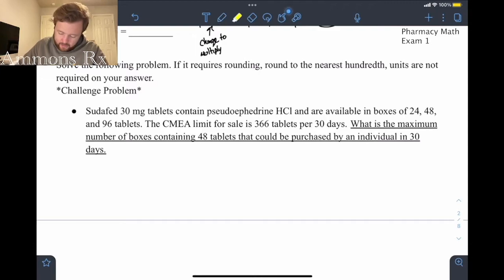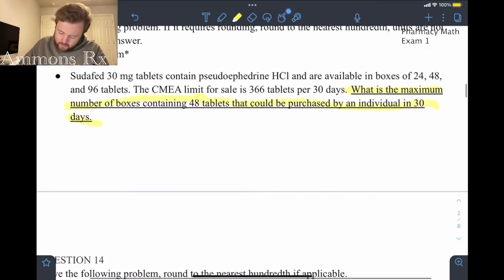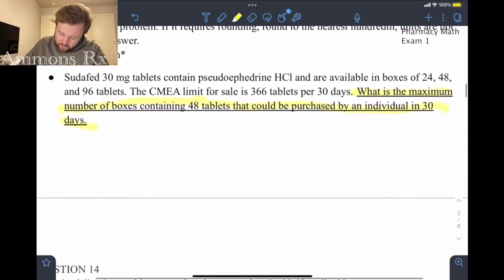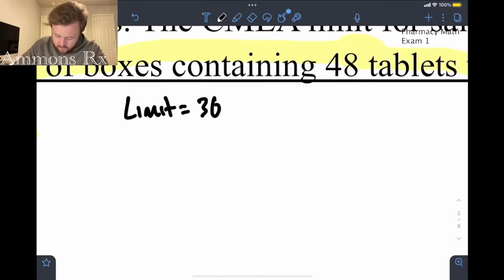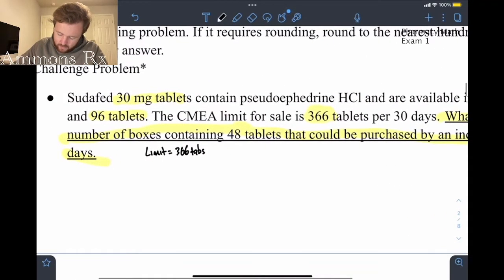All right, so there's a lot going on here. What is the maximum number of boxes containing 48 tablets that can be purchased within 30 days? So if we look here, 30 milligram tablets, 24, 48, and 96. The CMEA limit is 366. So limit, okay, so that's our limit.